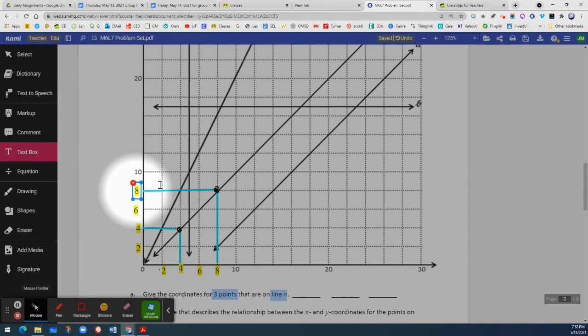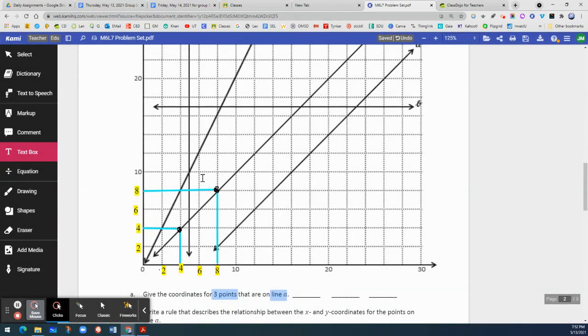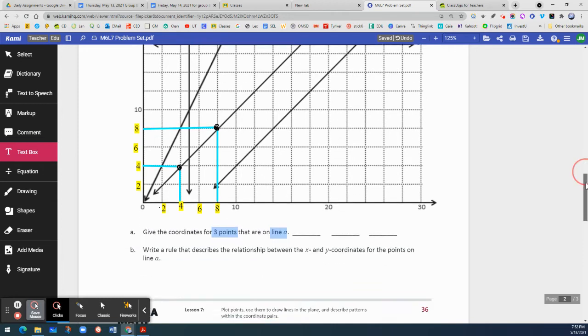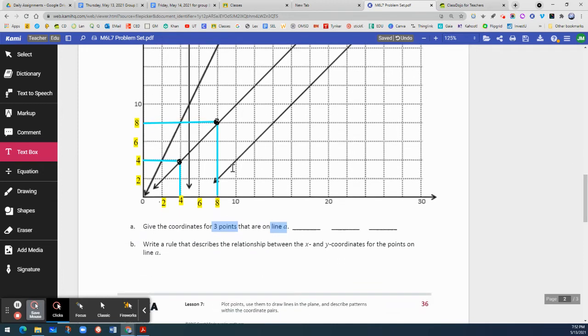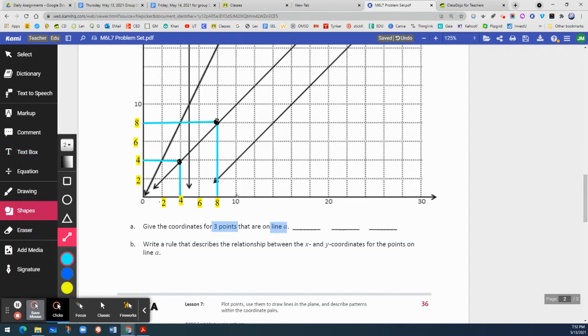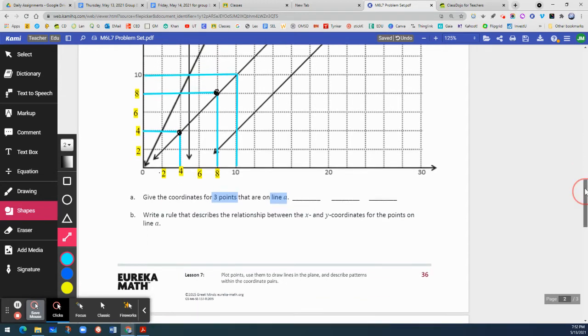Let me remove this mouse. Okay, now we know the coordinates, and they only want 3 of them. Of course, we need 1 more. So the next one, I'm going to make it easy. I'm going to start from 10 because I already have that number. X is 10 and Y is 10. Oh, I see. For this line, the X and the Y are the same. That's going to be the rule. Yes, that is the rule.